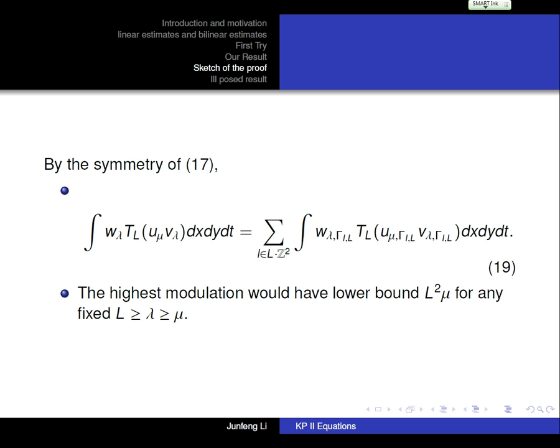That's what we have done here. And then for the low frequency, this kind of decomposition didn't change any high frequency or low frequency. It's just the decomposition over the C, eta over C. And these three parts still have one with the highest modulation. And the highest modulation now has the lower bound L square mu. L is larger than lambda, less than mu.